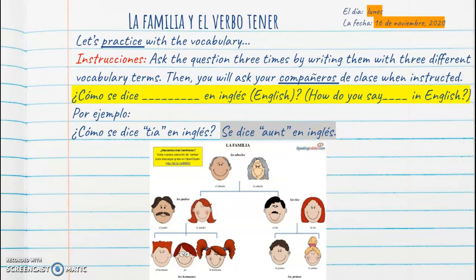Okay, so you are asking this same question 3 times, but the 3 times the blank will be filled in with 3 different vocabulary terms from the family tree. Now you are to answer your own question by saying se dice, and then you translate that term into English. Okay, se dice aunt en inglés means you say tía en inglés is aunt. Okay, so you write the question 3 times, 3 different vocabulary terms from the family tree, and you answer your own questions 3 times.